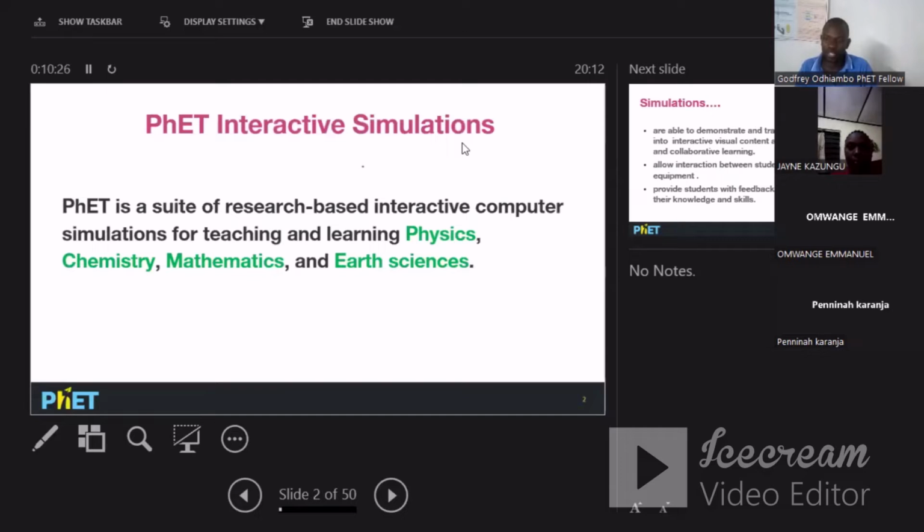Now, I'll start with PhET interactive simulations. PhET is a suite of research-based interactive computer simulations for teaching and learning physics, chemistry, mathematics, and earth science. Now, in Kenya, earth science is geography.